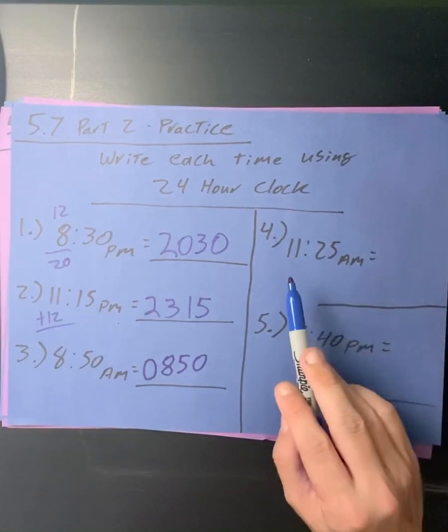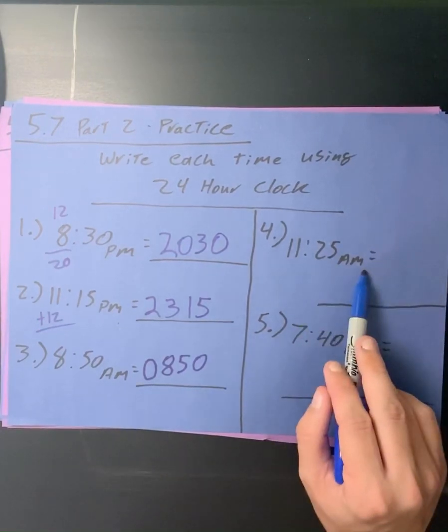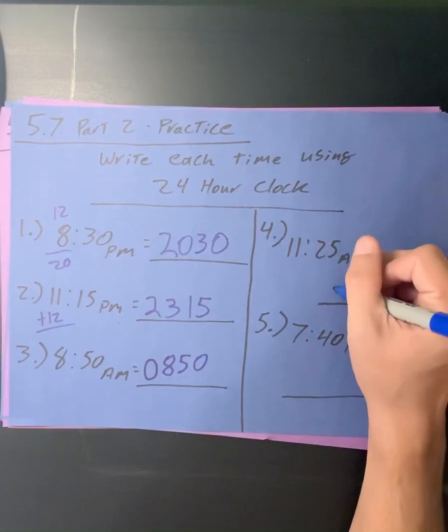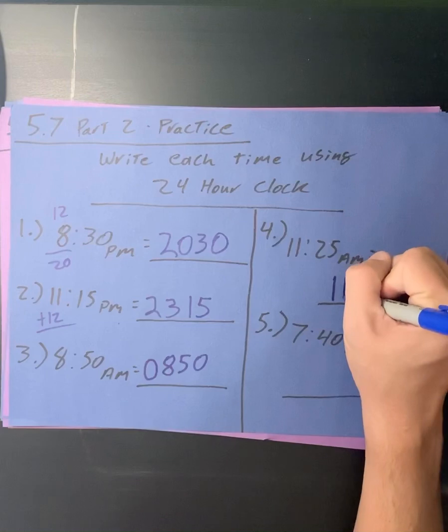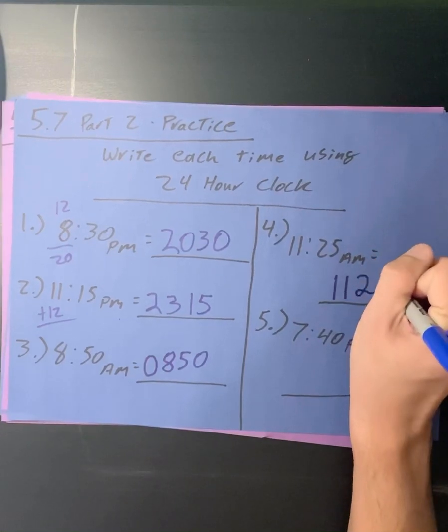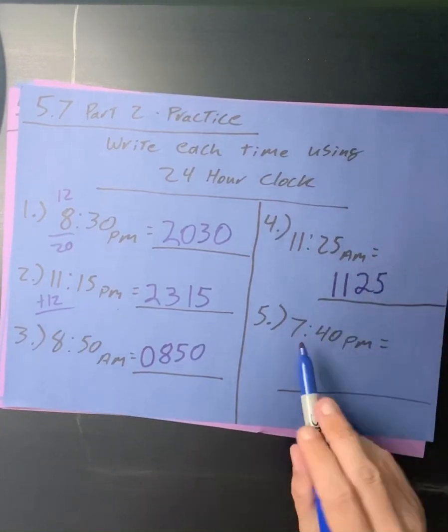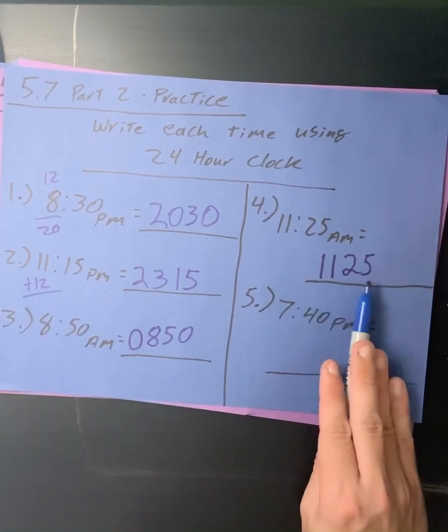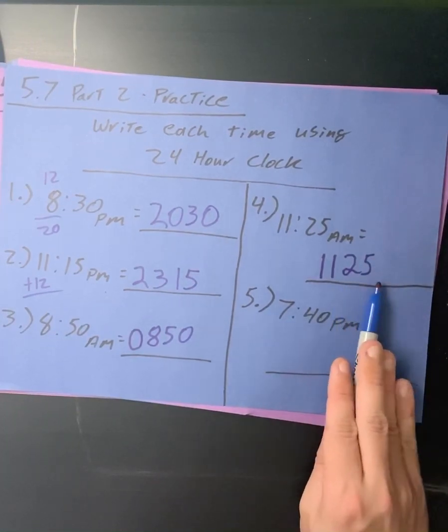Okay? 11:25 a.m., that's in the morning, so I don't need to add anything. I don't even need to add a 0 in front because it's already a 4-digit number. As a 4-digit number, it is read as 1125, or 1100 hours, 25 minutes.